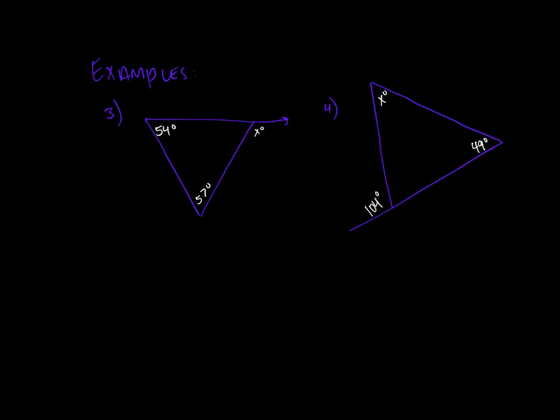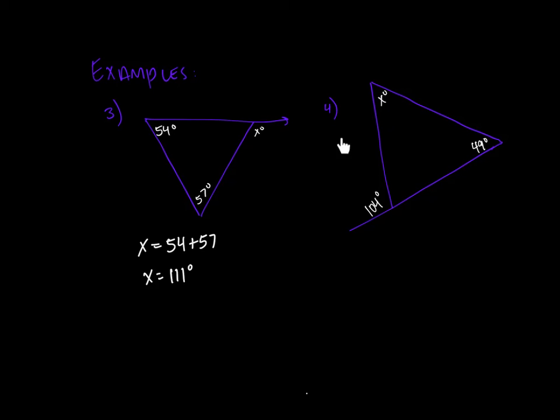So now let's see if we can put some of that to use in a couple of example problems. In this first problem, we have to find x, and we can see x is an exterior angle right here. Using the theorem we just learned, this exterior angle has a measure equal to the sum of the two remote interior angles, the two interior angles that are not next to it. Well, that would be these two, wouldn't it? The 54 and the 57. So x is equal to 54 plus 57, so x is equal to 111 degrees.